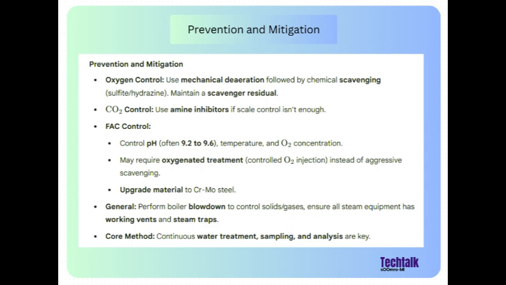It turns out that to form and maintain that crucial protective magnetite layer, that armor plating, you actually need a tiny, tiny amount of oxygen present. Wait, seriously, we spend all this effort removing it using chemicals like hydrazine, and now we need some back.